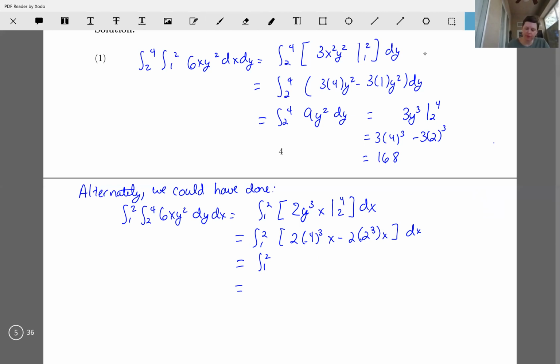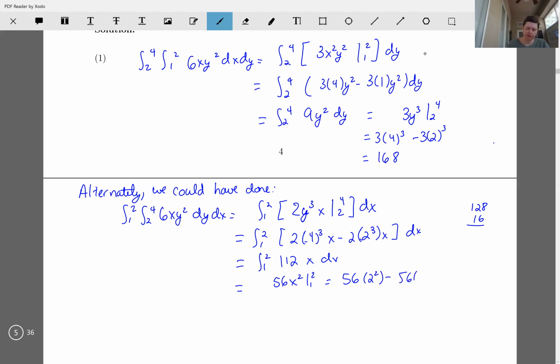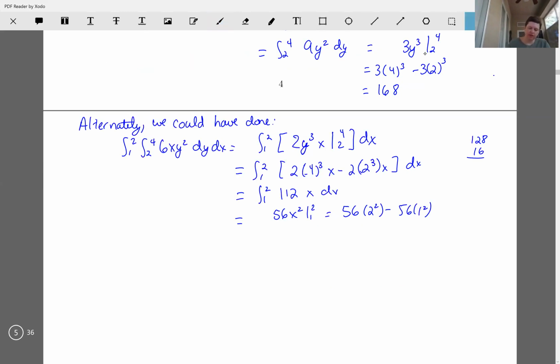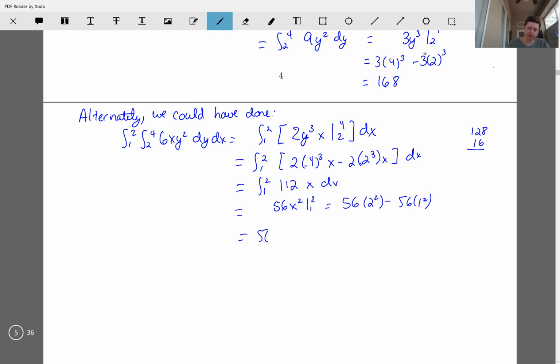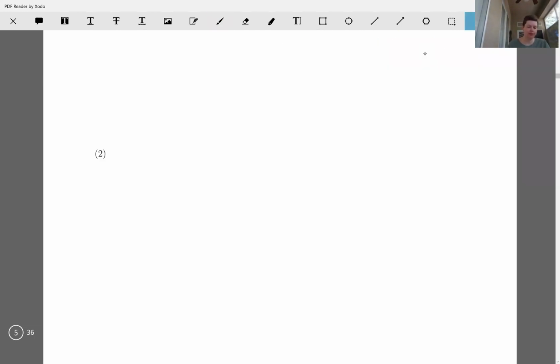So 64 times 2 is 128. 8 times 2 is 16, so that gives me 112x dx. And then the antiderivative of that is 56 x squared, from 1 to 2. So I have 56 times 2 squared minus 56 times 1 squared. So that is 56 times 3, basically, which is 168. So whichever way we slice it, we get the same integral.